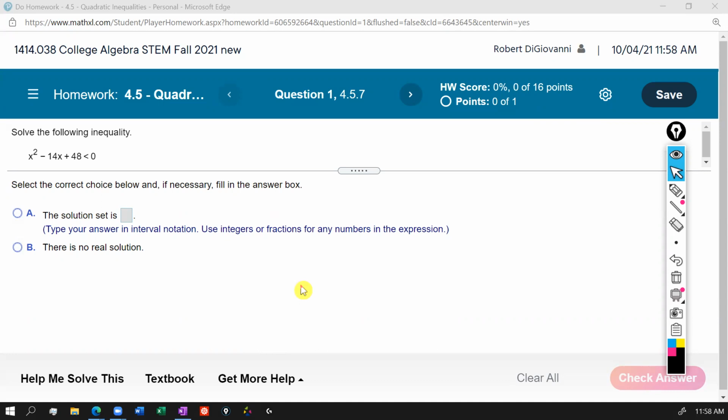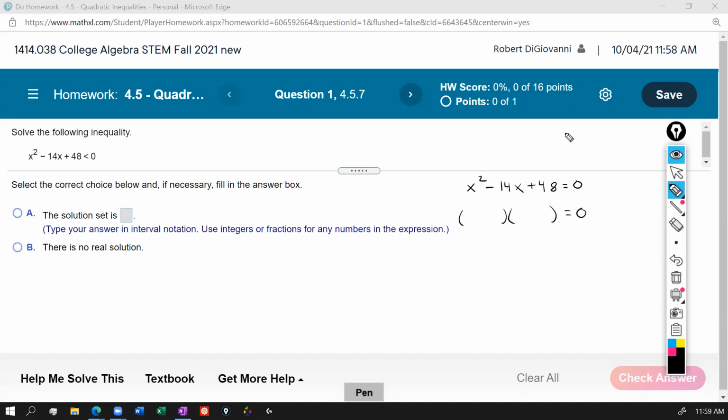Solve the following inequality. So what we're going to do here is to solve any quadratic inequality. First thing we're going to do is move everything to one side, which it already is, and then we're going to treat it like an equation and solve this quadratic equation, which we should know how to do from the previous section. I believe this factors.